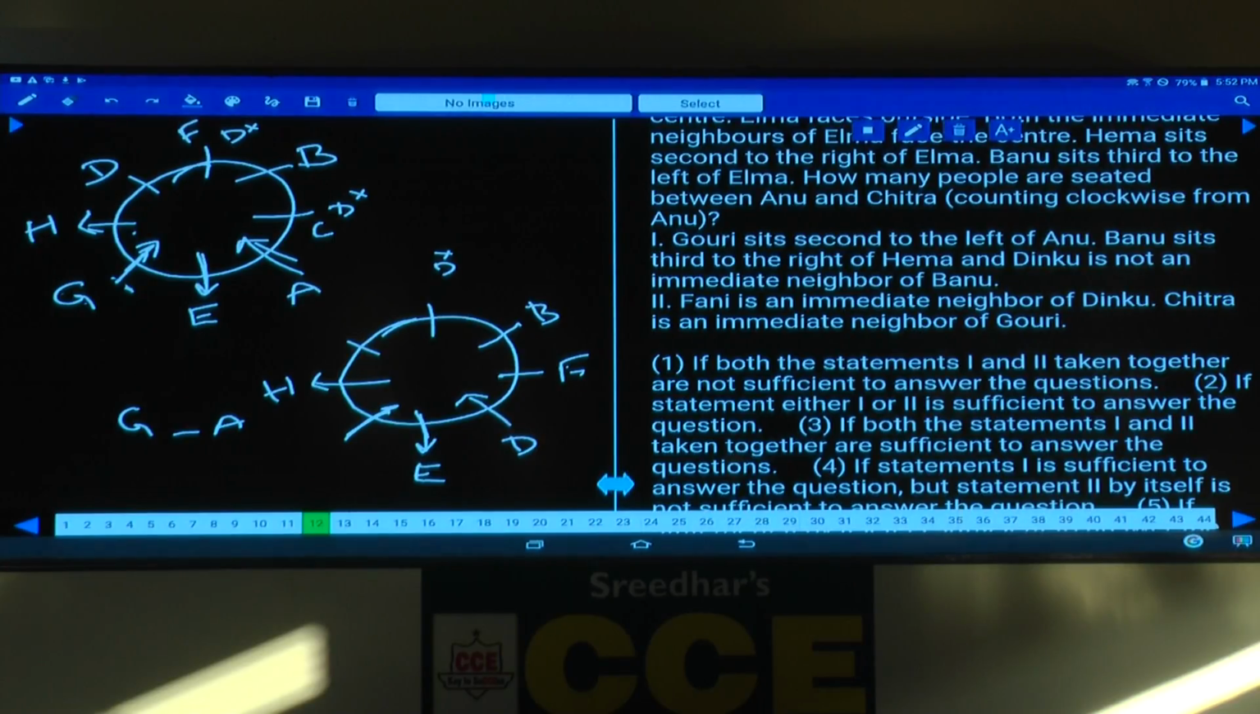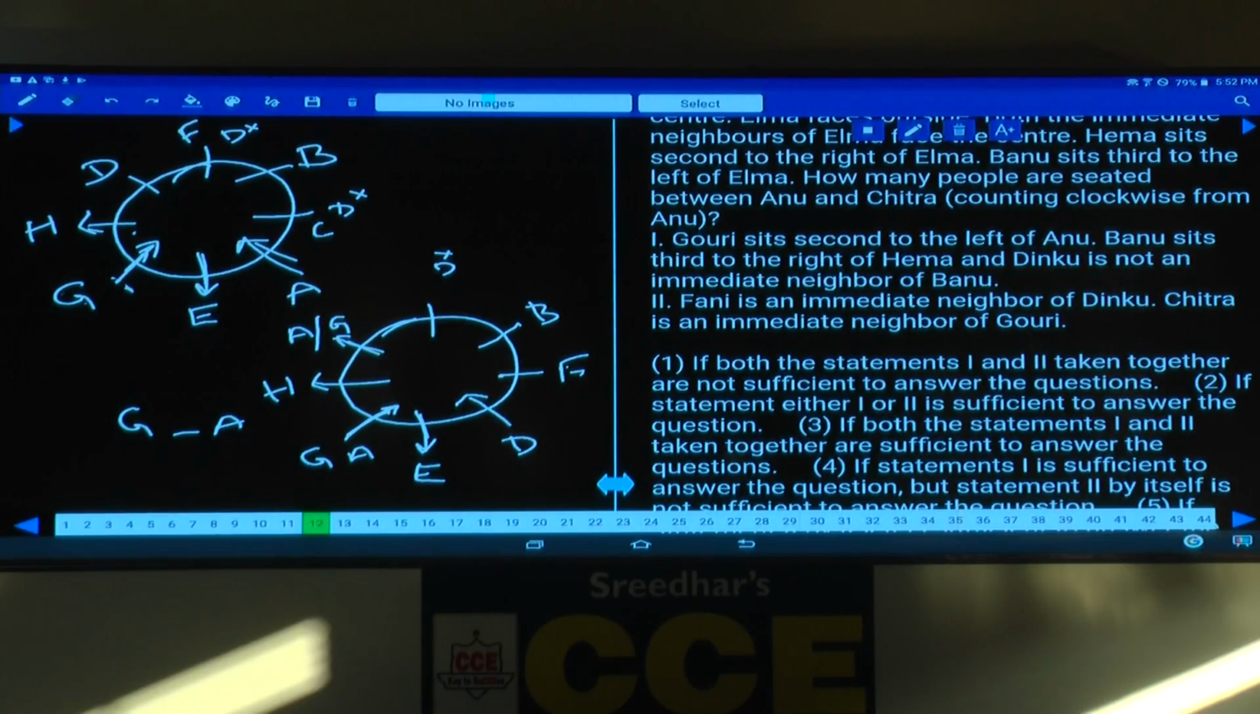And now in the second case, G sits second to the left of A. If G is at this place, A can be here, then A will be away from the center. Or if A is at this place, G can be here. Are you getting 2 possibilities or not?